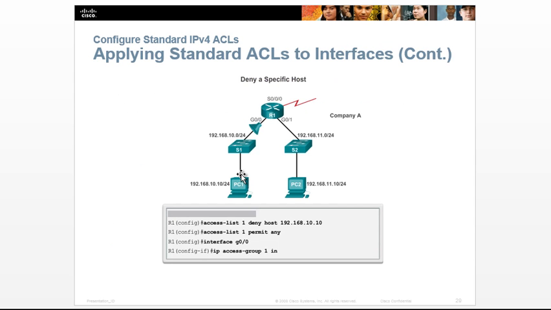So here we're just seeing that. We've got access list 1 here. We're going to deny 192.168.10.10, but then we're going to allow everything else. And then we're going to have to go to our interface GigabitEthernet 0/0 where we want to apply it. And then we'll do ip access-group 1 in. So now I'm going to look at traffic in there.